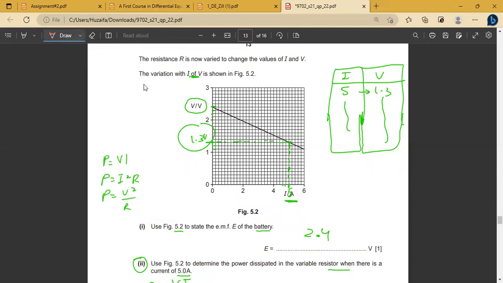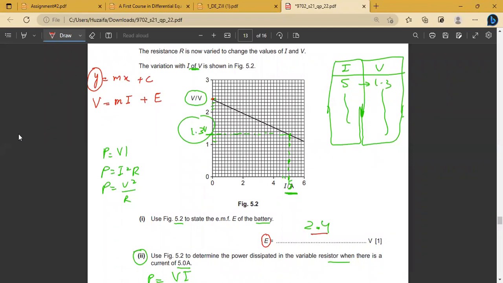Okay, so let us discuss that. This is a straight line. A straight line is represented by y equals mx plus c. What is on my y-axis? On my y-axis, we have voltage. Gradient, I don't know, so I write it m. But what is on the x-axis? We have current, so I will write I in place of x. And what is the y-intercept? The y-intercept was 2.4. And what was 2.4? The EMF of my battery. Can I write capital E in place of the y-intercept? Yes.